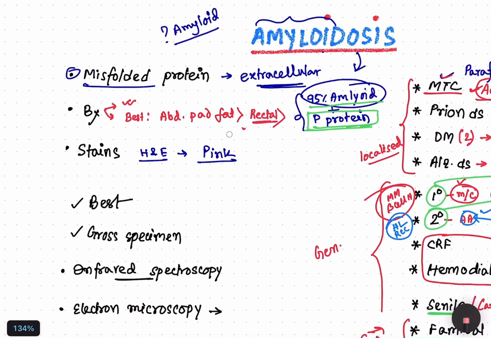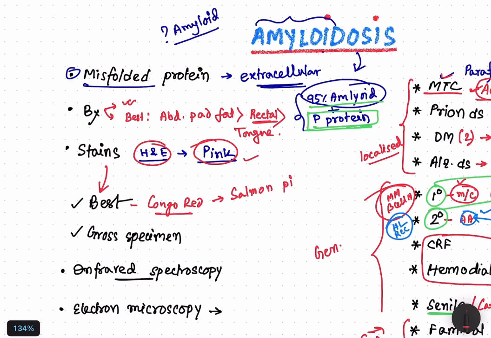Once you have taken the biopsy, then you have to stain it. The stain that we routinely use is H&E, but on H&E, as I told you, it's a hyaline material, so it will give pink color. But pink on H&E can be due to sclerosis, or fibrin deposition. So to specify whether it's amyloid, the best stain is Congo red stain. Once I put the Congo red stain, what appearance will it give? Salmon pink appearance. Very important.